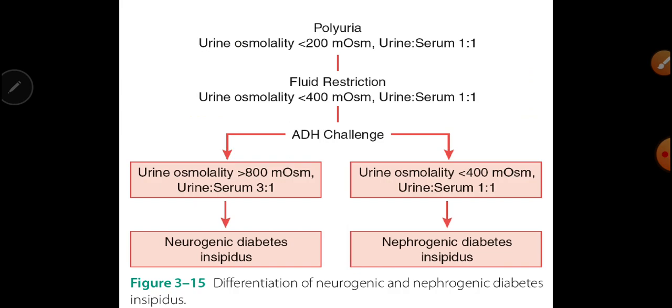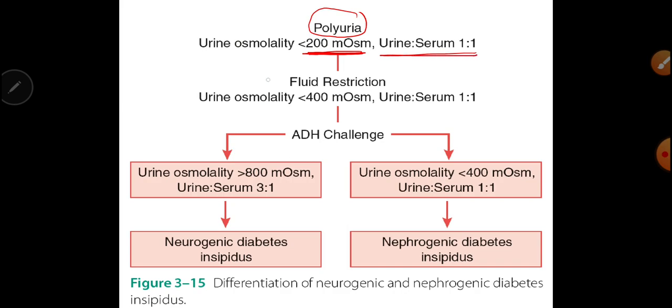Let us look at figure 3-15. You can use the test of water deprivation to diagnose some endocrine disorders. The test is done for a patient who has polyuria. This is the first thing: urine osmolality is always less than 200 milliosmol. This is always very diluted urine, and the urine to serum ratio of osmolality is 1 to 1.